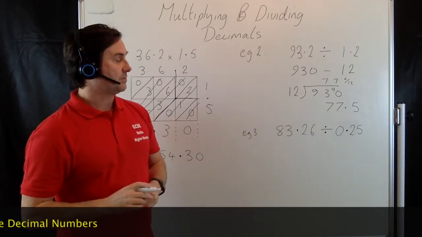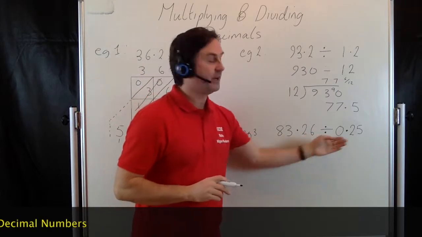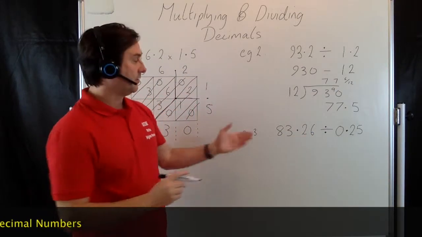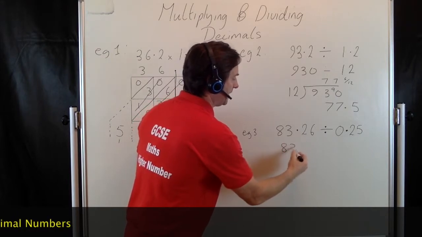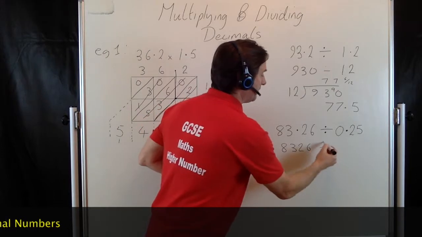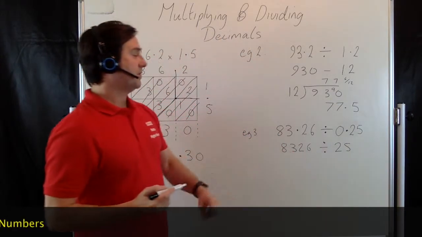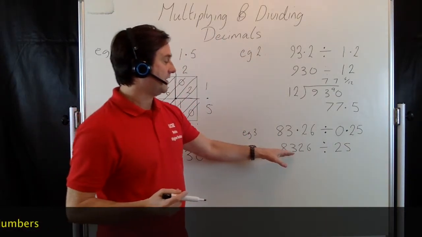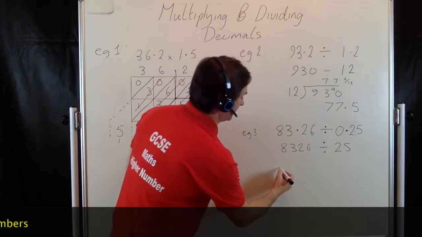Let's try it again with this one, make sure it works. This time I can multiply both my numbers by 100. So I can multiply 83.26 by 100, gives me 8326, and then multiply 0.25 by 100 gives me 25. So now I've got a division sum. I've got to do 8326 divided by 25. Let's use the bus stop method again.